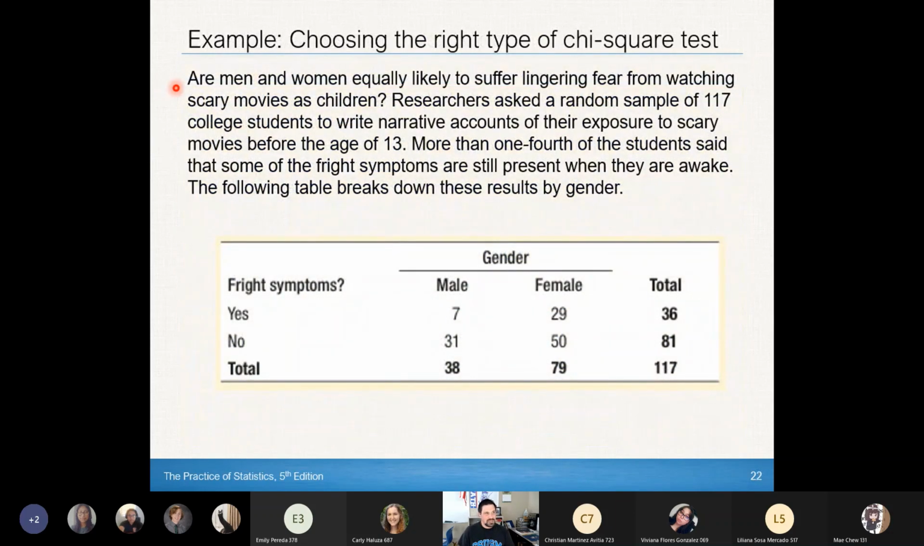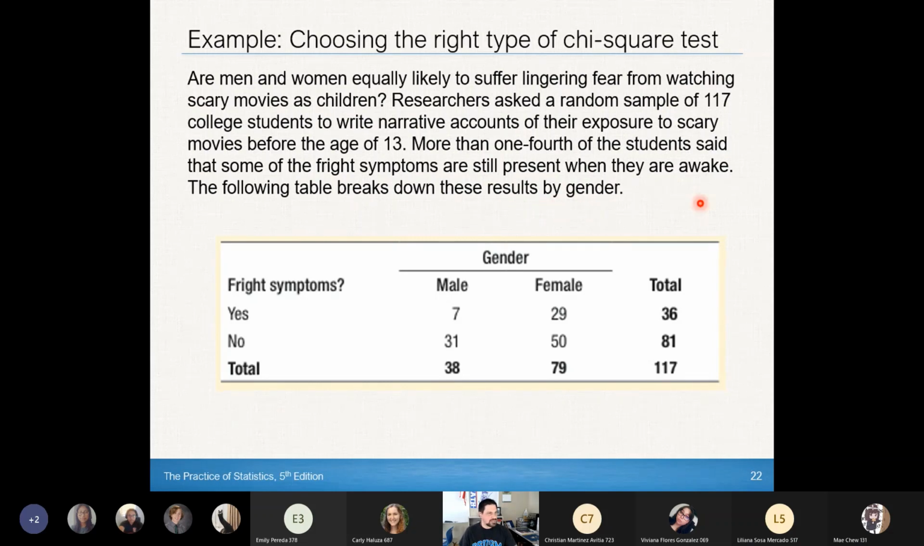So are men and women equally likely to suffer lingering fear from watching scary movies as children? Researchers asked a random sample of 117 college students to write narrative accounts of their exposure to scary movies before the age of 13. More than 1/4 of the students said that some of the fright symptoms are still present when they are awake. The following table breaks down these results by gender.